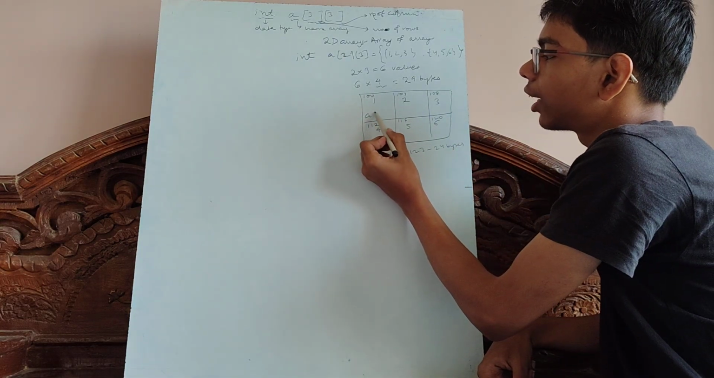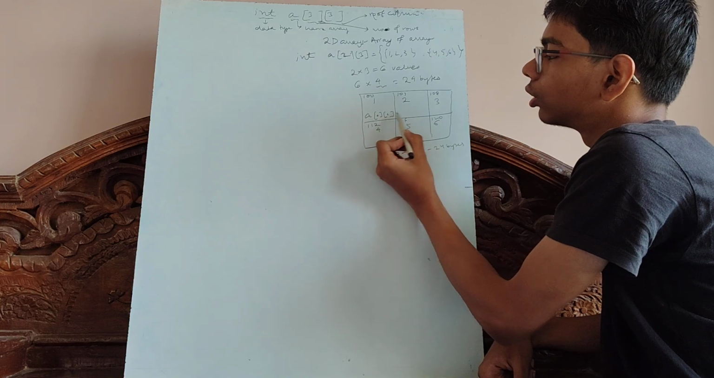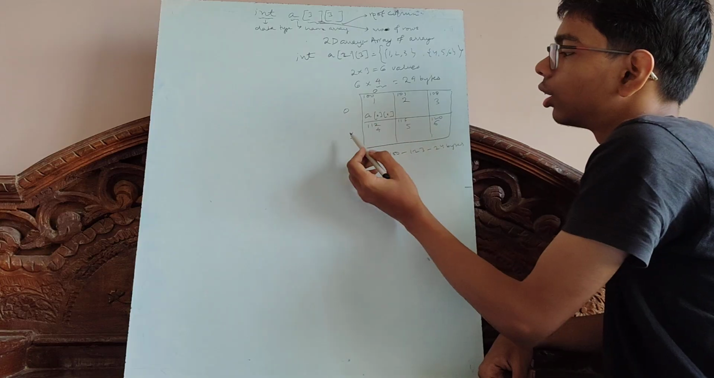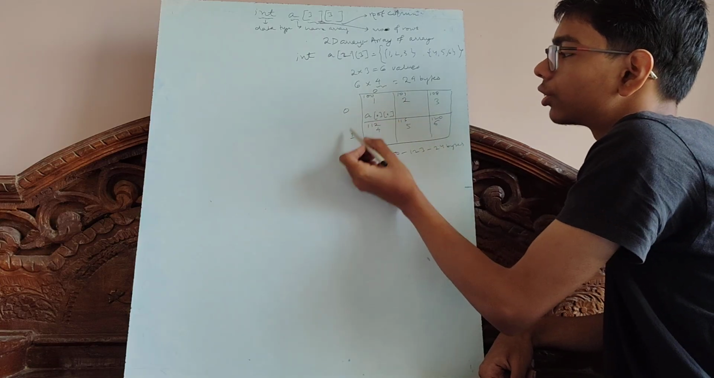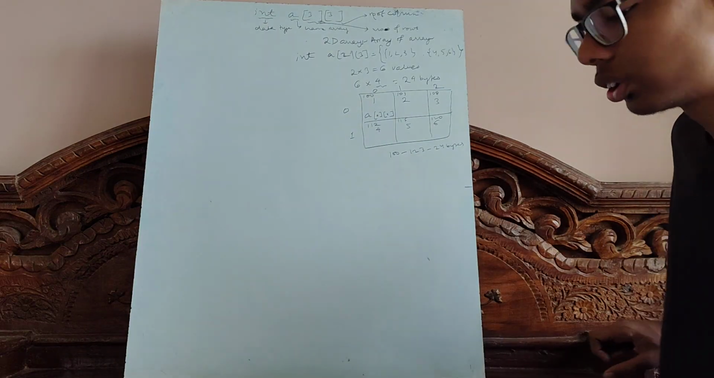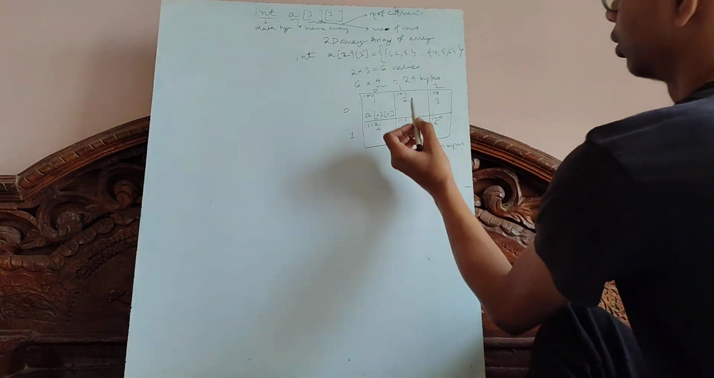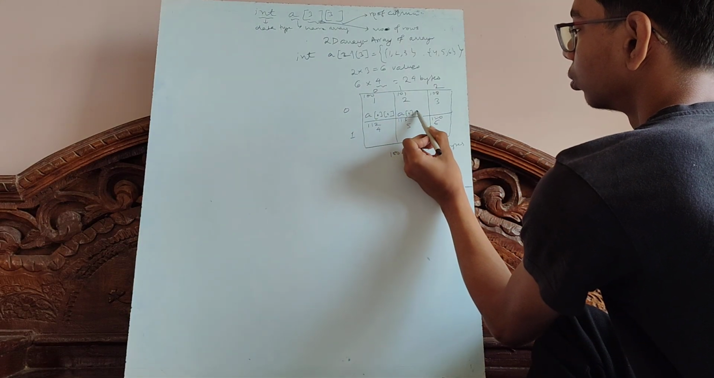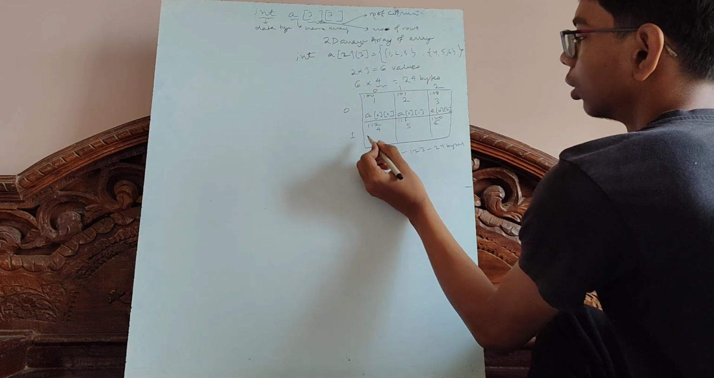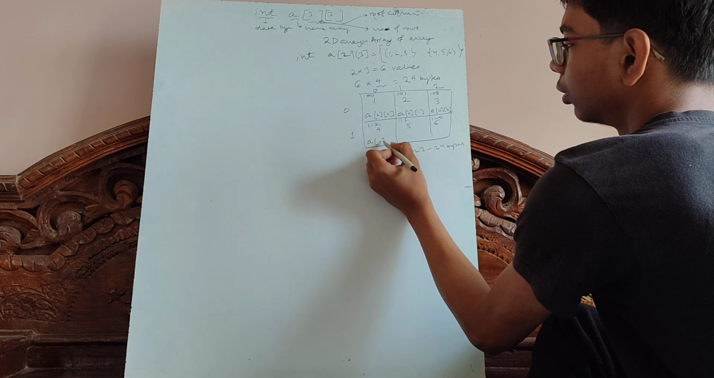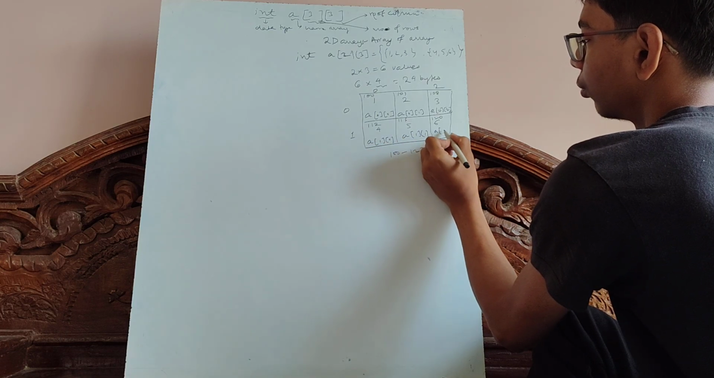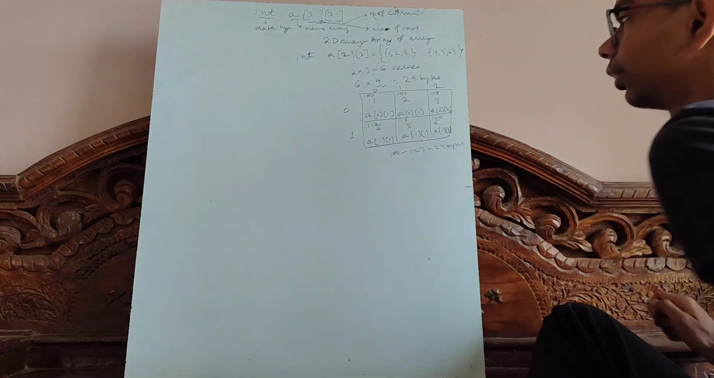And for accessing, I will write here simply A of 0, 0. This is the 0th row, 0th column. This is the 0th row, 1st column. First row, this is the 0th column, first column, second column, right? So I will write this as A of 0, 1, A of 0, 2, A of 1, 0, A of 1, 1, A of 1, 2, right?